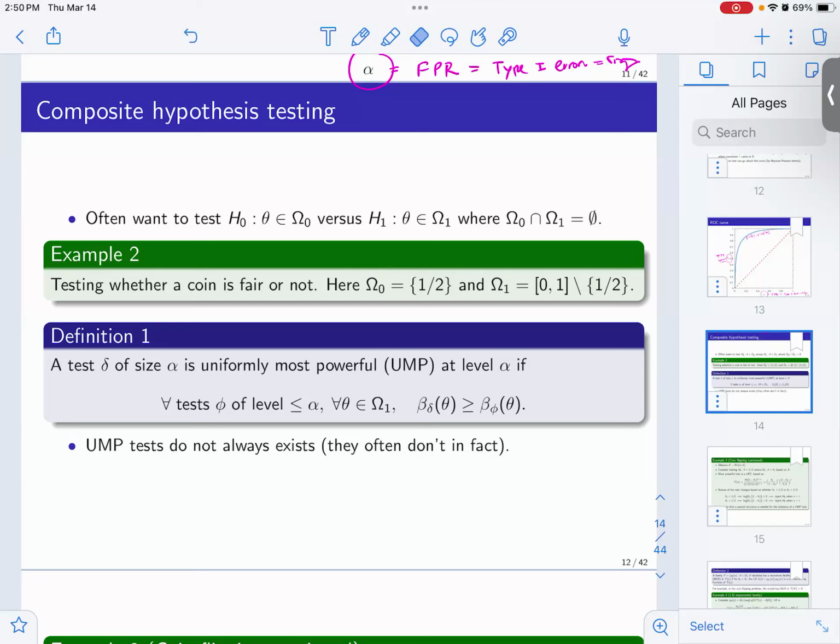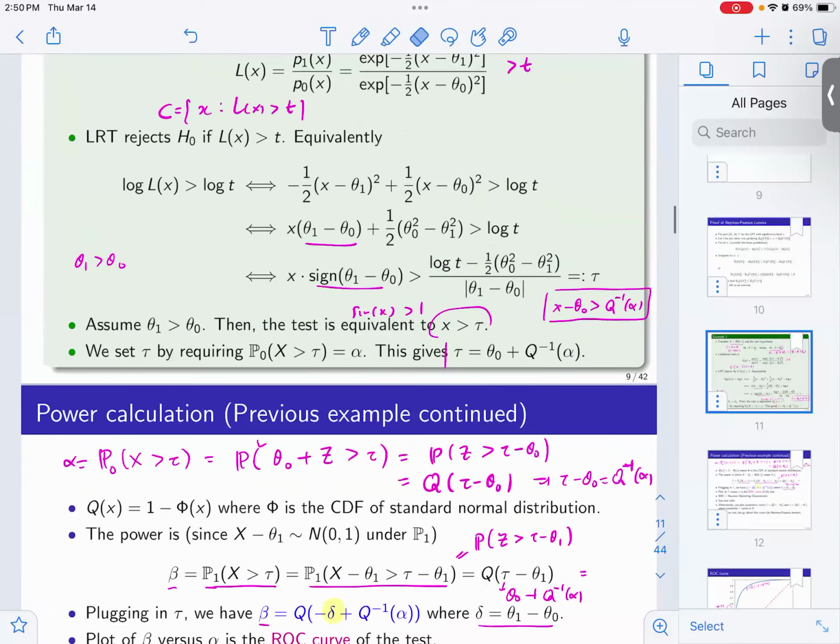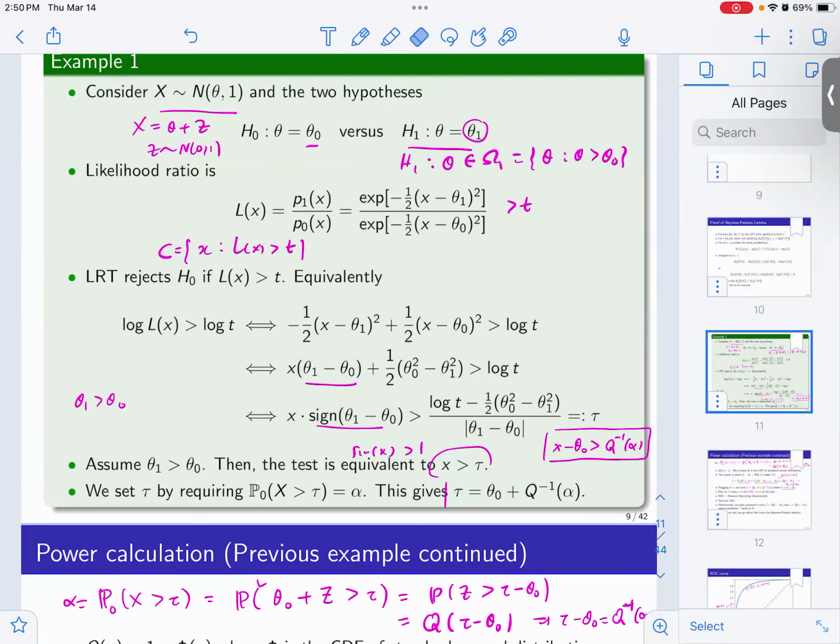So we saw that this procedure shows that this test is uniformly powerful for theta naught against the composite alternative, theta bigger than theta naught. Similarly, if theta 1 is less than theta naught, the more powerful test would be X less than tau, and you can argue exactly similarly that there's a UMP test for testing theta naught against the alternative theta less than theta naught.